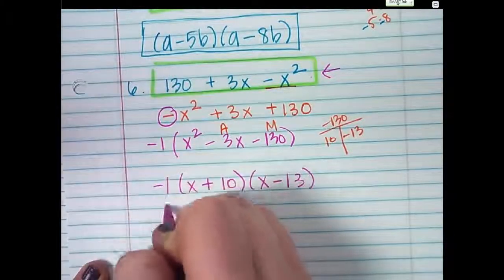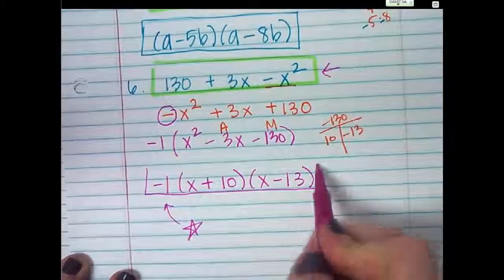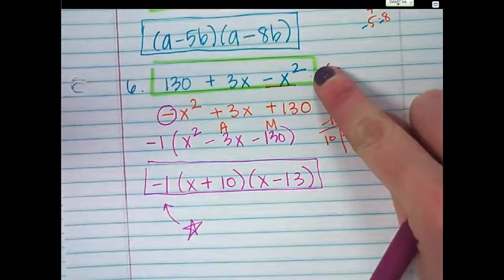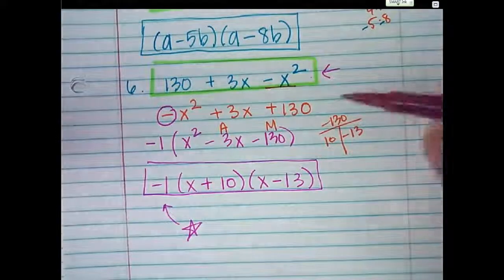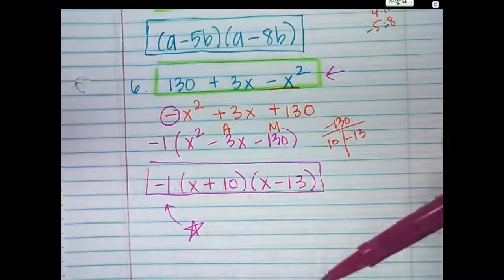Don't forget this negative 1. So if you factor something out, you have to put it back. That way your answer would multiply back out to this. If I was to multiply this back out, what does this negative 1 go to, the first parenthesis or to both of them?